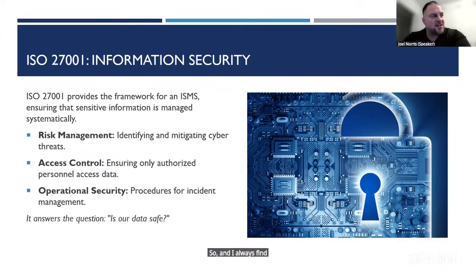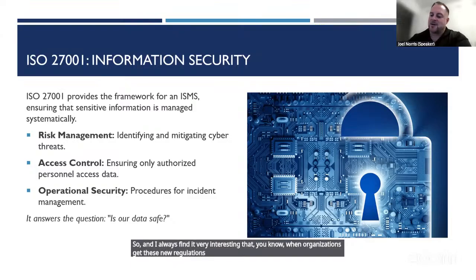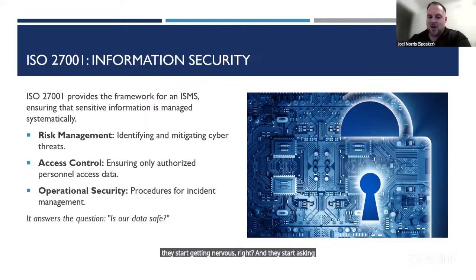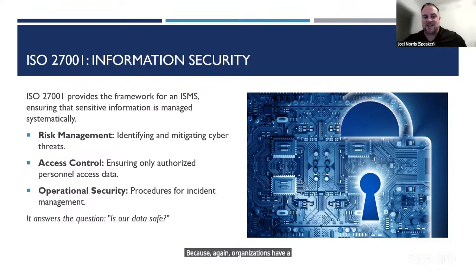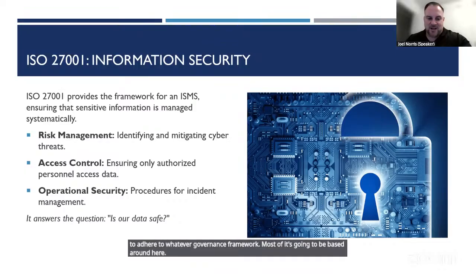And I always find it very interesting that when organizations get new regulations that start popping up, they start getting nervous, right? And they start asking, are we compliant with this regulation? Which is fine, because if they follow ISO 27001, I can almost guarantee they're going to be compliant with every regulation that comes out. Every regulation usually just tries to enforce the ISO in different ways, because organizations have a very tough time adapting governance. So you have an authority body that creates different compliance regulations to adhere to whatever governance framework. Most of it is going to be based around here. The EU is not doing anything special.